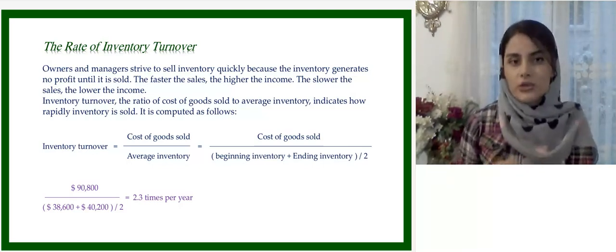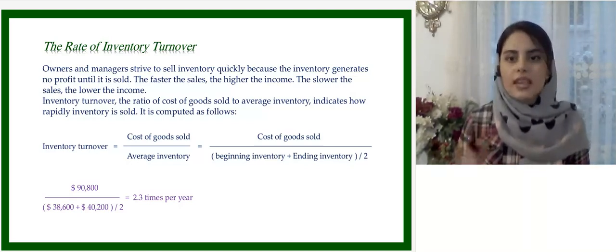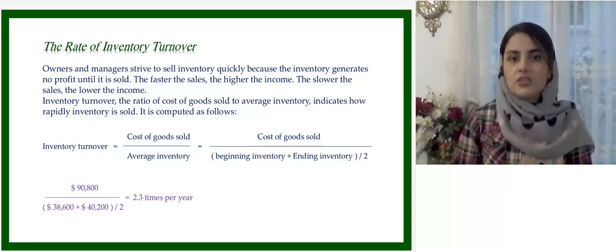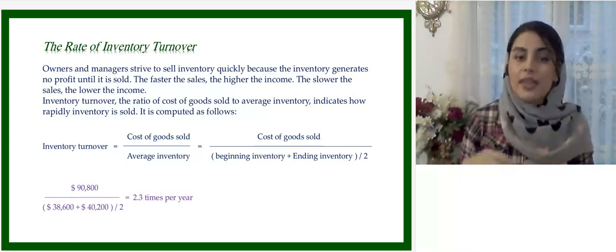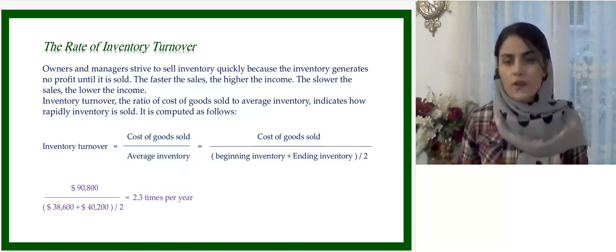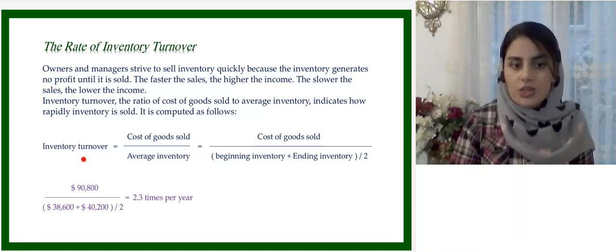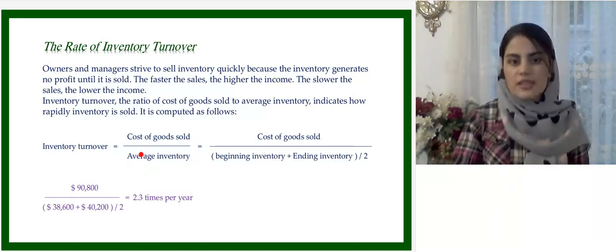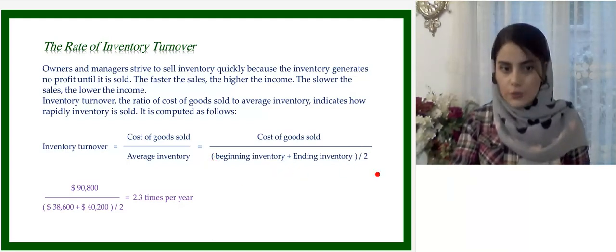The ratio of inventory turnover. Owners and managers strive to sell inventory quickly because the inventory generates no profit until it's sold. The faster the sales, the higher the income, and the slower the sales, the lower the income. Inventory turnover, the ratio of cost of goods sold to average inventory, indicates how rapidly inventory is sold. It is computed as follows. Inventory turnover equals cost of goods sold divided by average inventory. This average inventory comes from the beginning inventory plus ending inventory divided by 2.